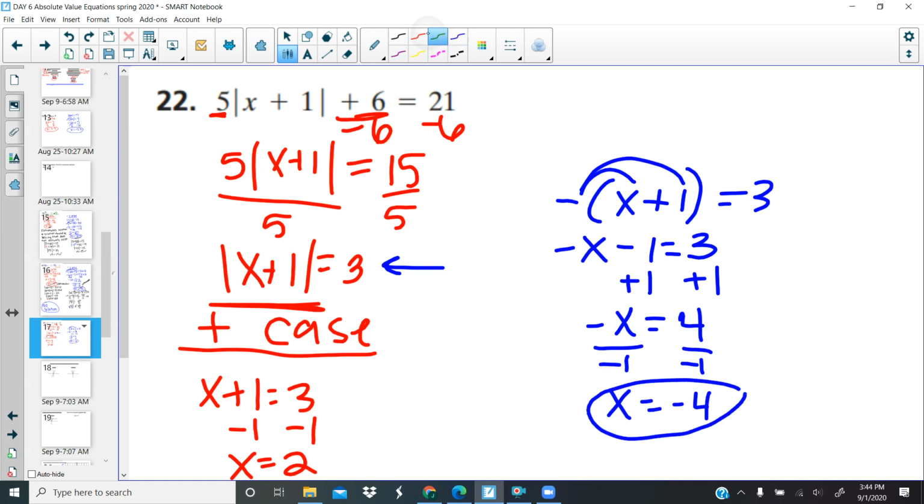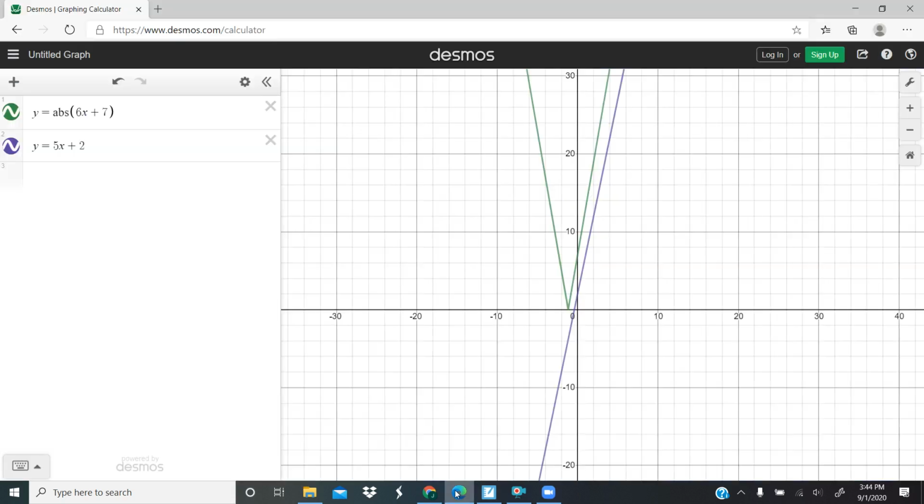So as of right now, you have that your solutions are x equals 2 and x equals negative 4. So in this one, instead of writing it all out again, which you can do if that's the method that you prefer, we're just going to go graph this on Desmos and see if there are intersections where x equals 2 and x equals negative 4.